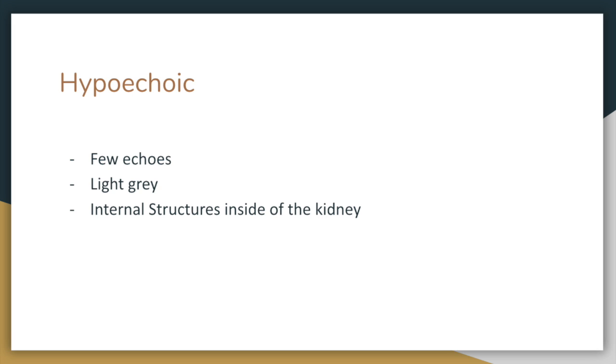Now moving on to the hypoechoic structures. These structures give off few echoes. They will appear light gray, and they are found in internal structures inside of the kidney.